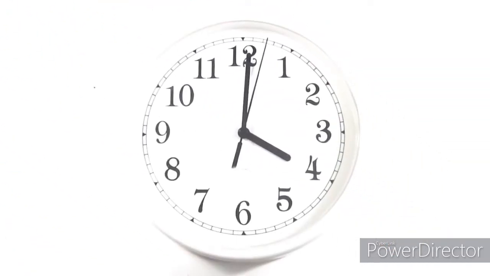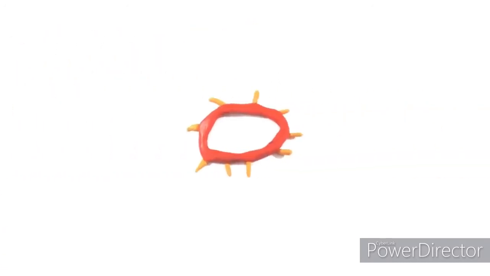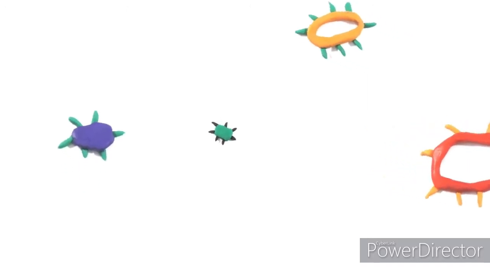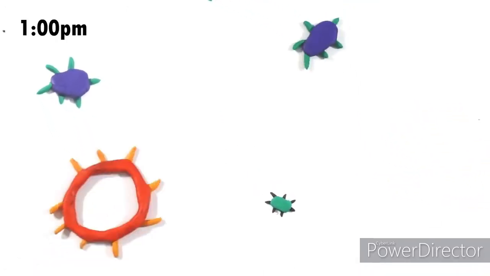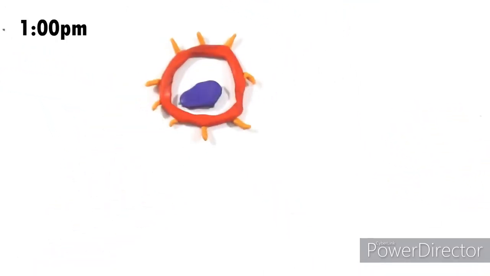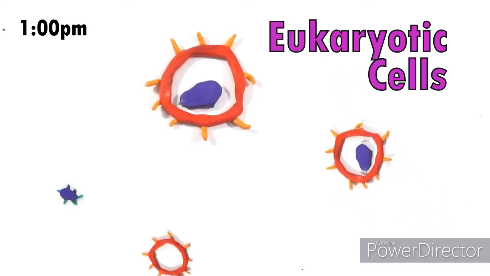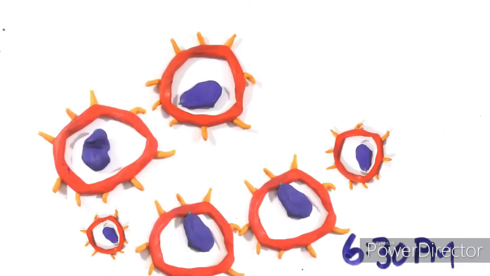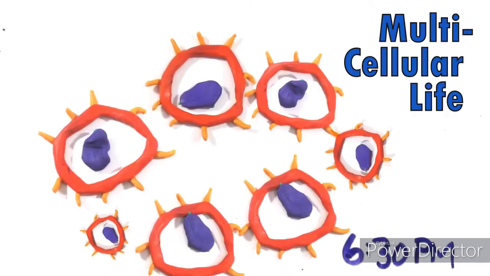The story begins early in the morning, around 4 a.m., with the rise of the first simple, single-celled organisms. However, these organisms are destined to spend quite some time alone. At 1 p.m., a simple cell engulfs another, creating a symbiotic relationship and the first eukaryotic cells, or cells with internal organs. At 6:30 p.m., these cells begin to form colonies, and thus the first multicellular life develops.